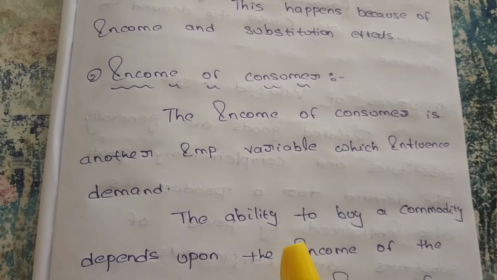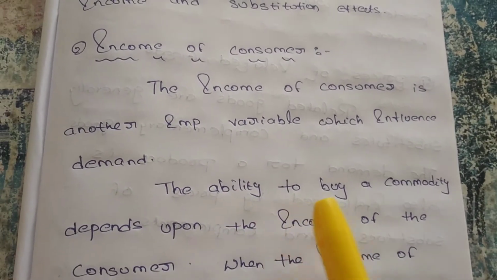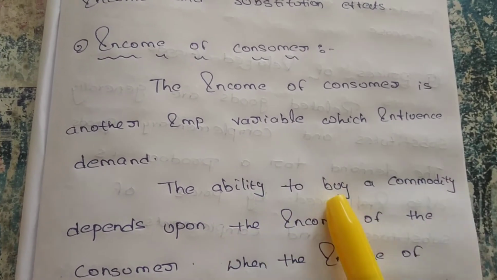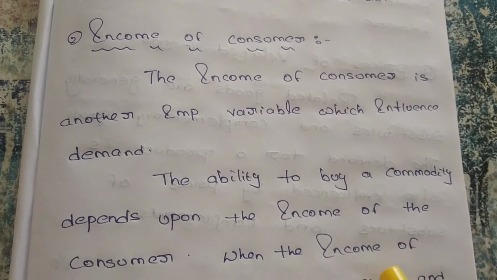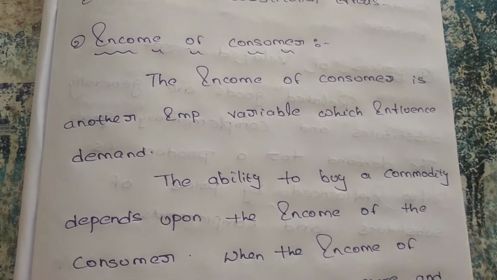Why can we say it is one of the determinants? If the income of a particular consumer increases, then only the purchasing capacity of that consumer will increase. If the income decreases, the purchasing capacity also decreases. Further, the demand for the particular product also declines.